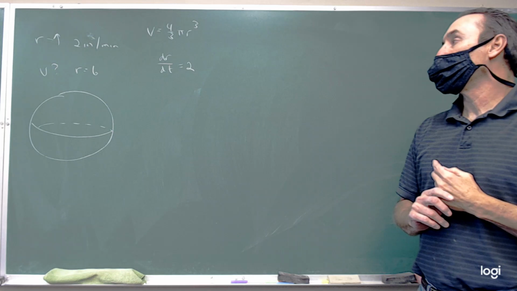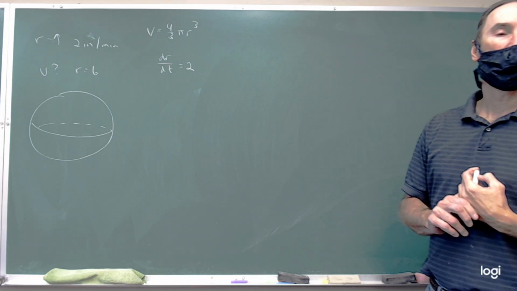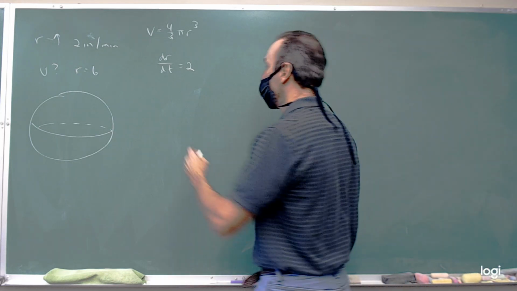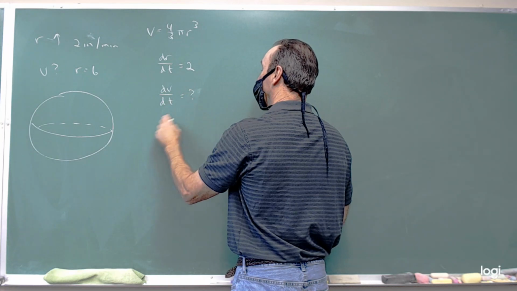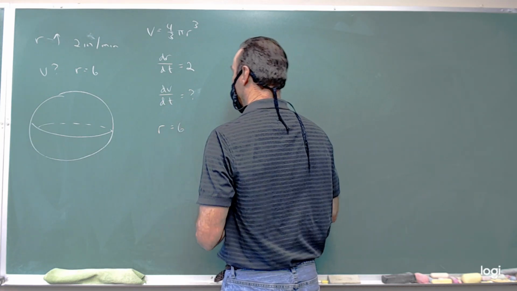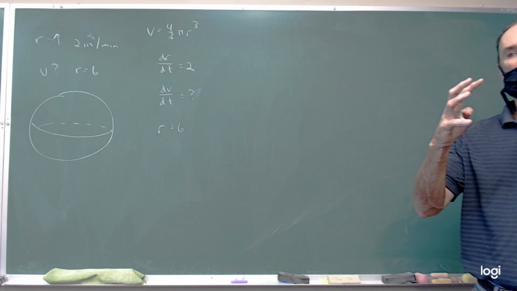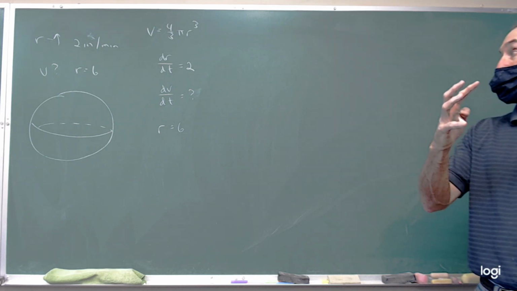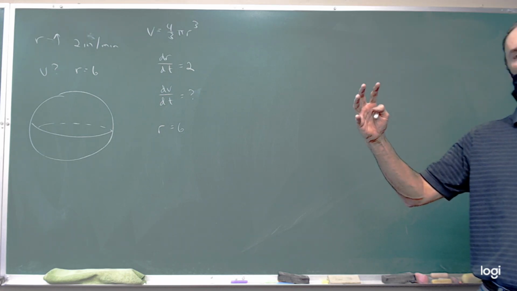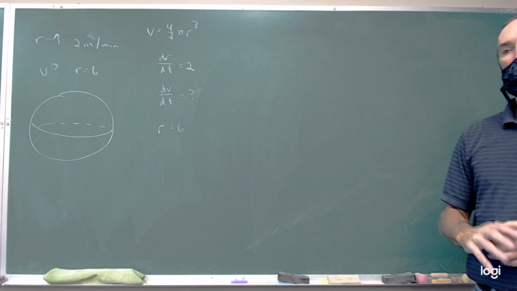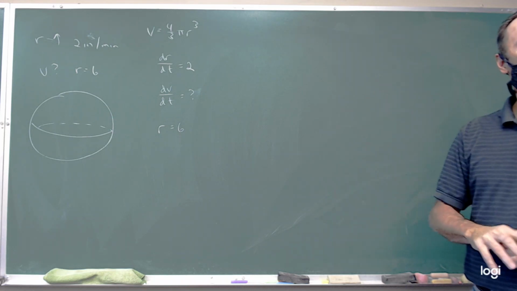And we want to know how the volume is changing, so what we're looking for is dV/dt, at the moment the radius is 6. So we've got this sphere growing at a rate where dr/dt is 2 inches per minute. And we want to know how fast that volume is changing right at the moment that the radius is 6.